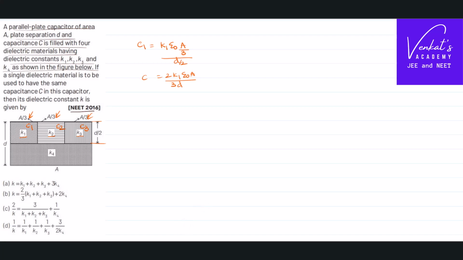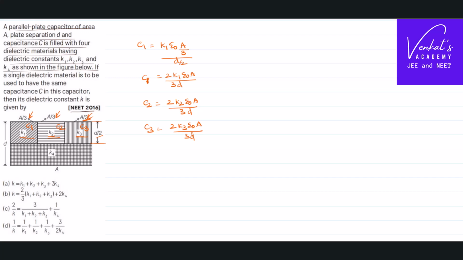Similarly, I can write the values of C2 and C3 also. C2 can be written like, because they all have the same areas and same distances, 2K2 epsilon naught A by 3D. C3 can be written like 2K3 epsilon naught A by 3D, because they are named as K1, K2 and K3.